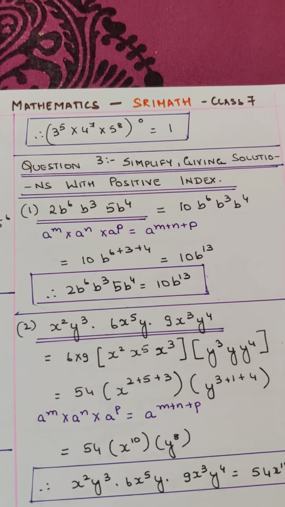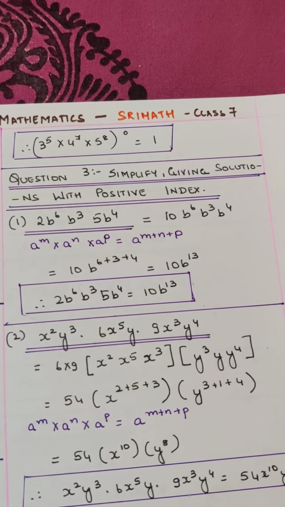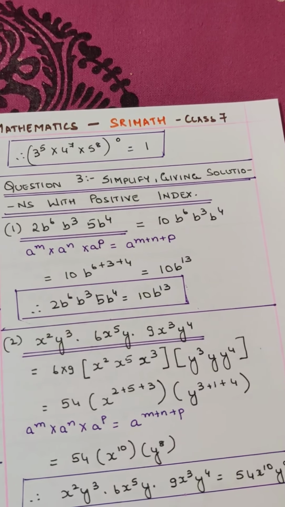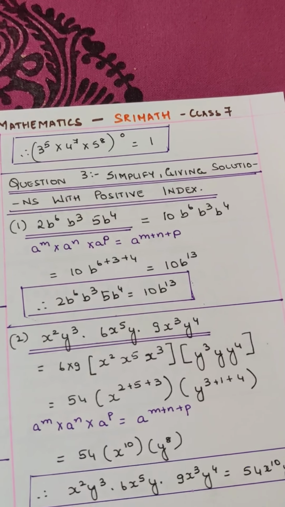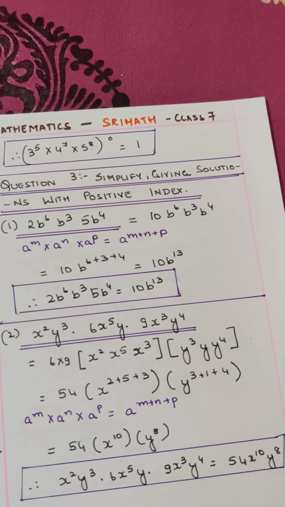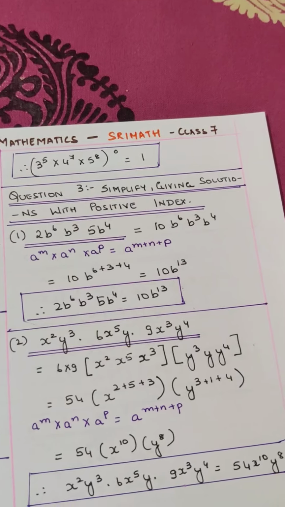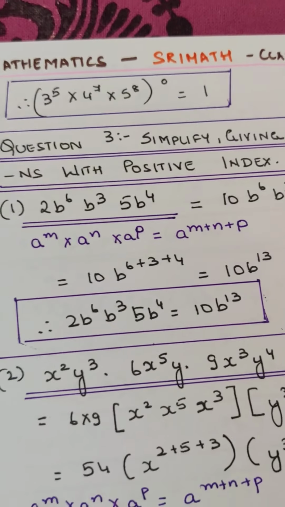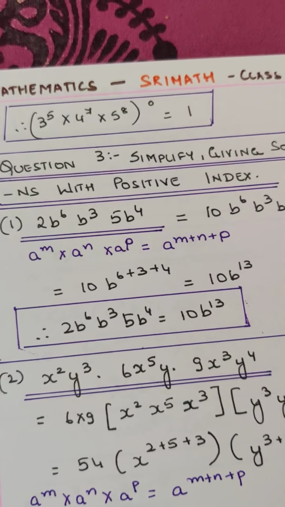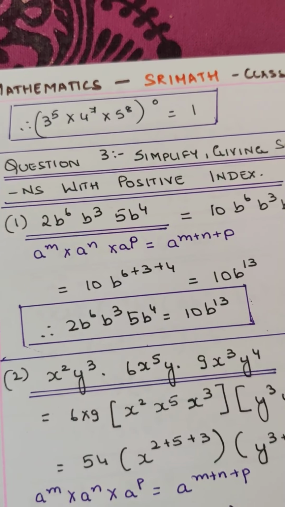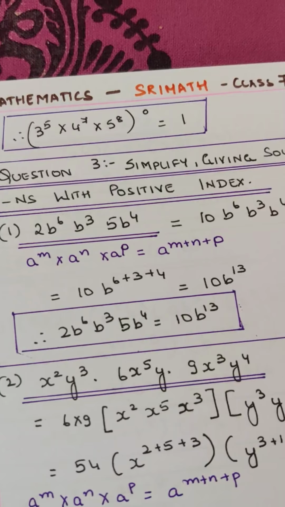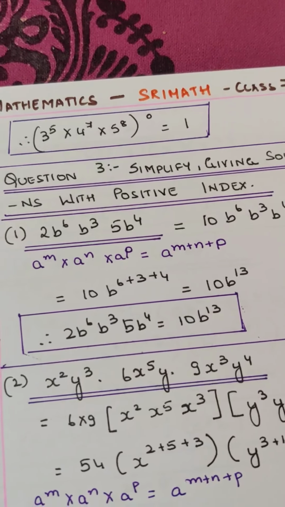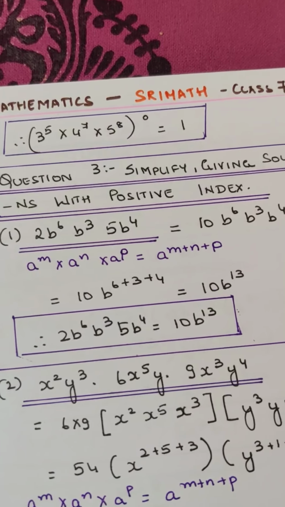Question 3. Simplify giving solution with positive index. So if you're getting a negative index, you'll have to put it to the denominator, and if you're getting a negative index in the denominator, you'll have to get it to the numerator with the positive index. Alright, so 2b to the power of 6, b to the power of 3, 5b to the power of 4. Okay, you have two numerals 2 into 5 and the others are all with the base b raised to some power. So it's pretty simple.